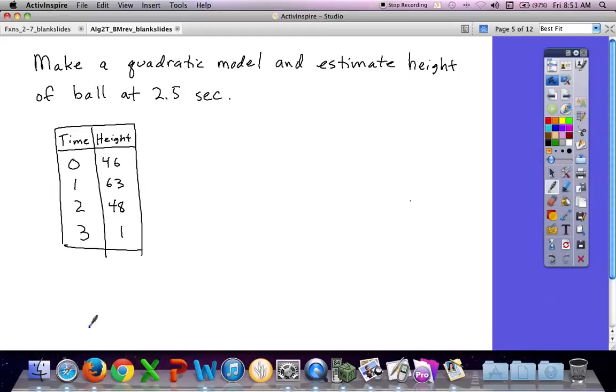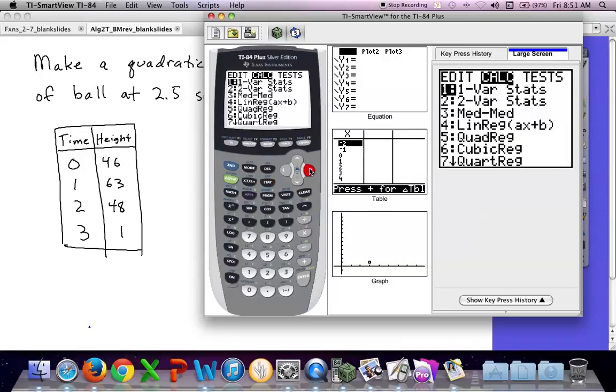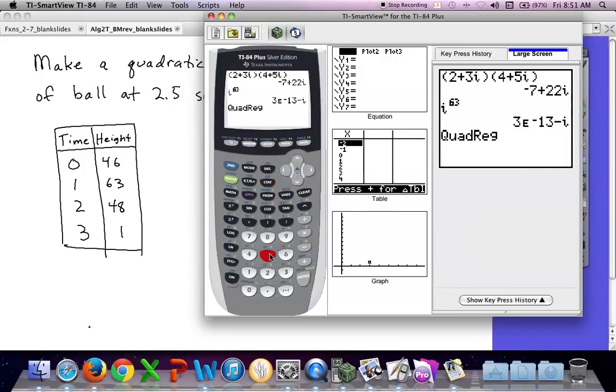Right? So this is a word problem from 237. It says, a man throws a ball off the top of a building, and this table shows the height of the ball at different times. Find a quadratic model for the data. So again, load it in the calculator. It's already loaded. And then do stat calc 5 for quadratic, enter.